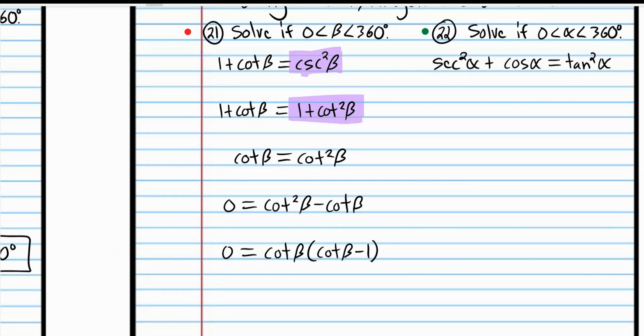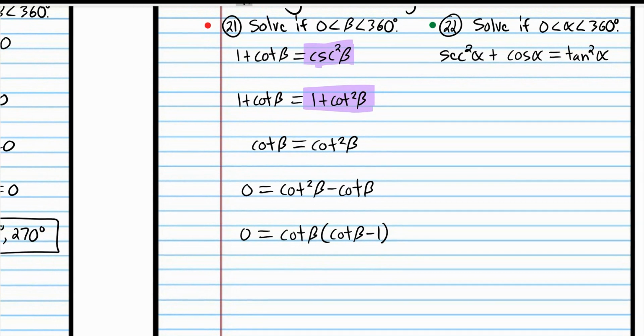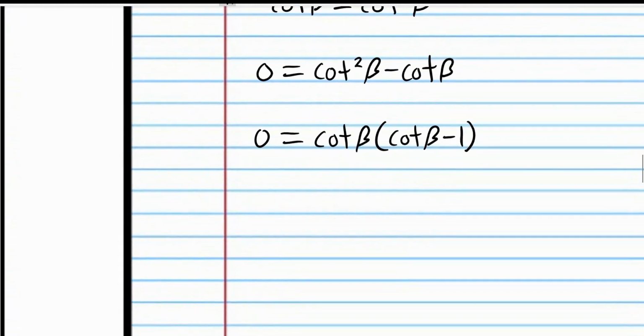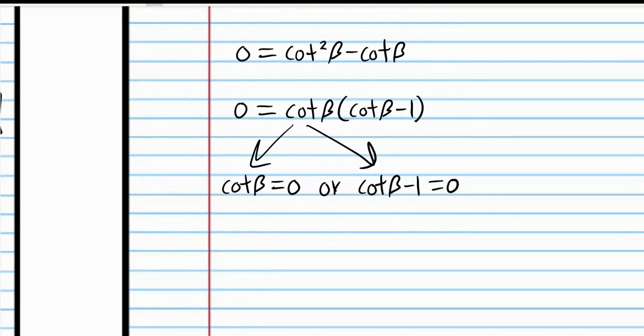And you might be thinking, well, how in the world am I supposed to know to do that? Well, the only way you'll know is with practice. You have to do a lot of these practice problems. These problems can get complicated. They can really get complicated. And you have to use a lot of different methods to solve them. So cotangent beta is equal to 0, or cotangent beta minus 1 must be equal to 0 in order for that equation to work.